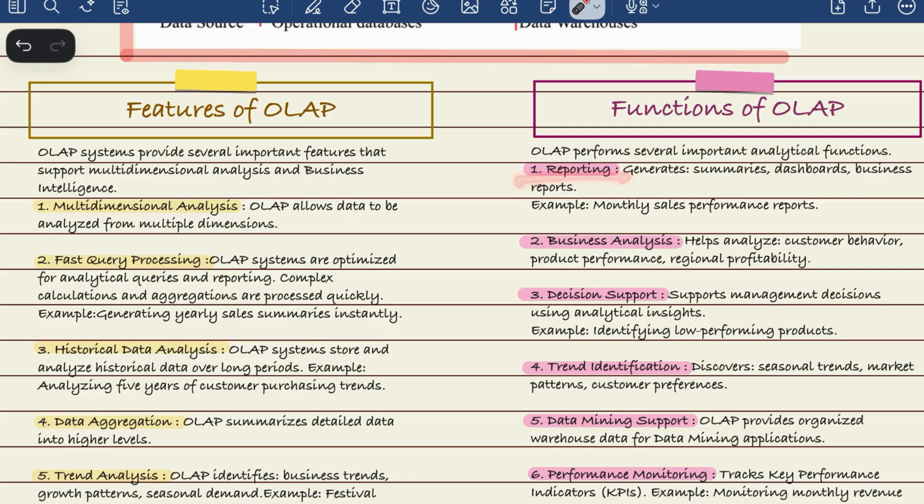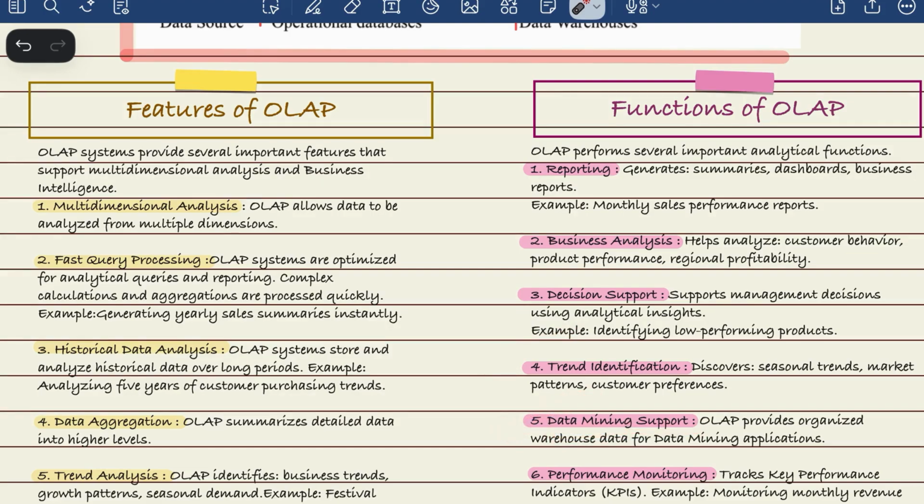The functions are quite similar to the features. So we are performing reporting. Okay, we generate reports using OLAP. We summarize, we create dashboards and business reports if we have the OLAP system. Then we perform business analysis. We help to analyze what the customer behavior was, how the product performance was, what the profitability by region was, and then we make strategic decisions. Coming to decisions, it helps management make decisions from the insights, which are also generated using the OLAP system. Then we also identify trends.